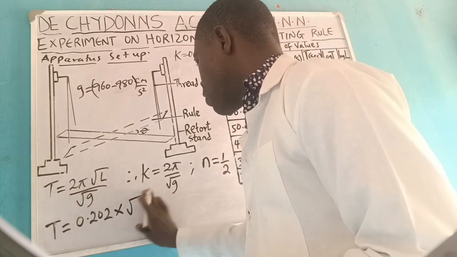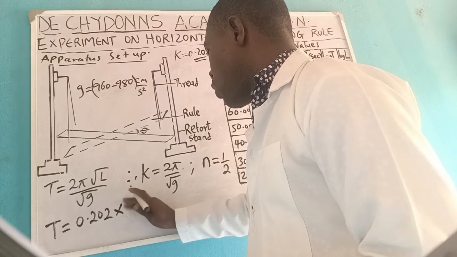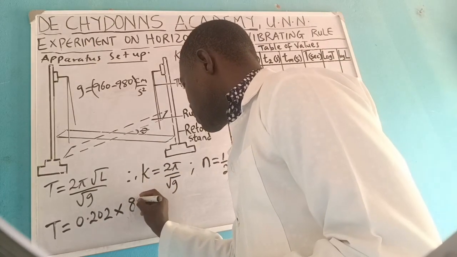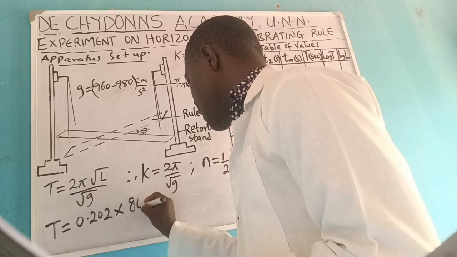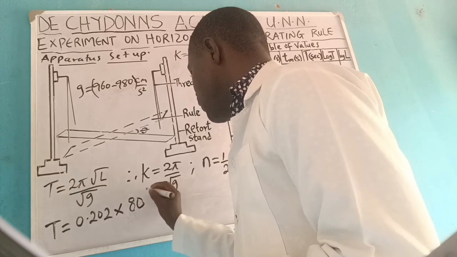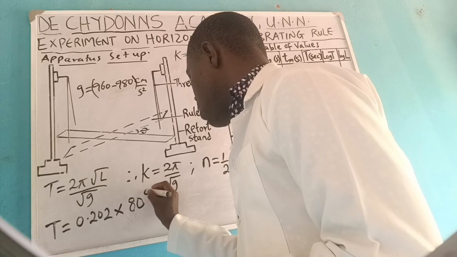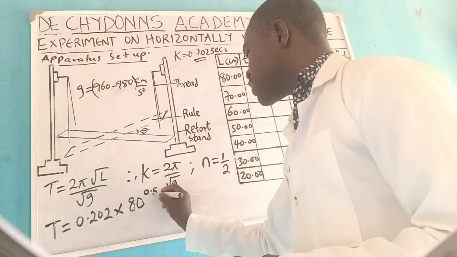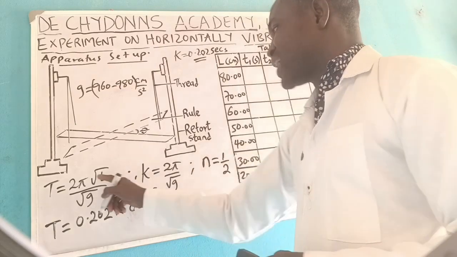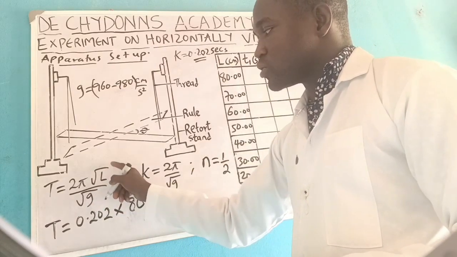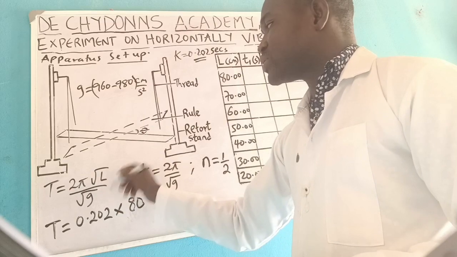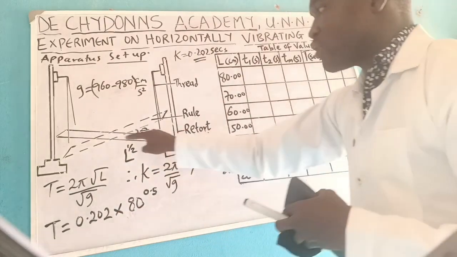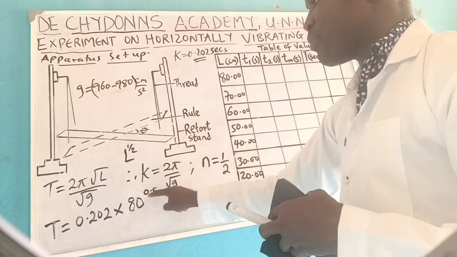Square root of, or times what? What is your L? 80, raised to power of what? 0.5. 0.5 means 1 over 2. That is the power. That is where we got it from, the square root. This square root sign, square root L, means raised by 1 over 2. That is what we are saying, 0.5.